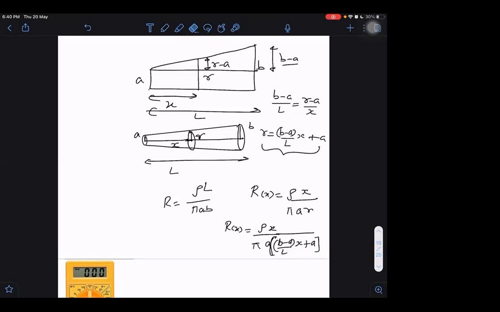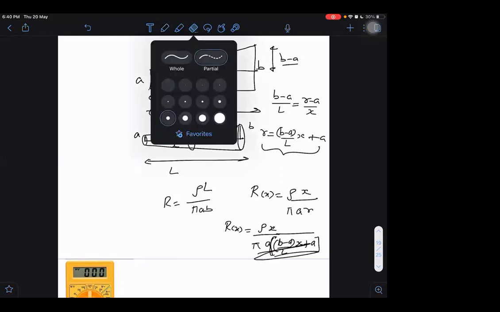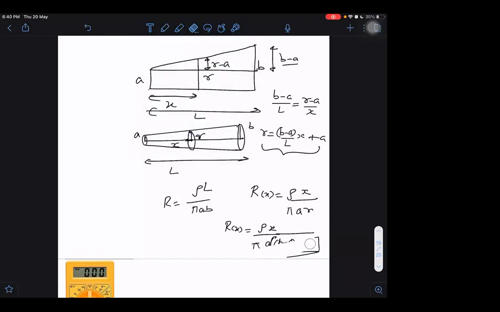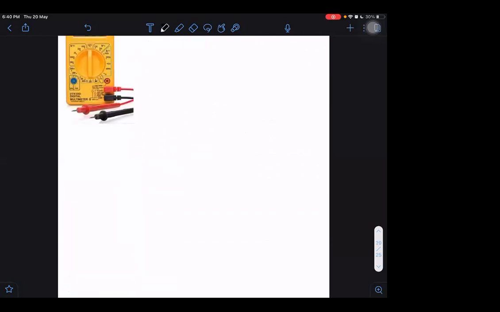You understand. Finally, again, what is happening to this? I rubbed it and it again appeared. Okay, so you just remember this one. If you know this and you know how to get the R value, then you can get the resistance as a function of x.